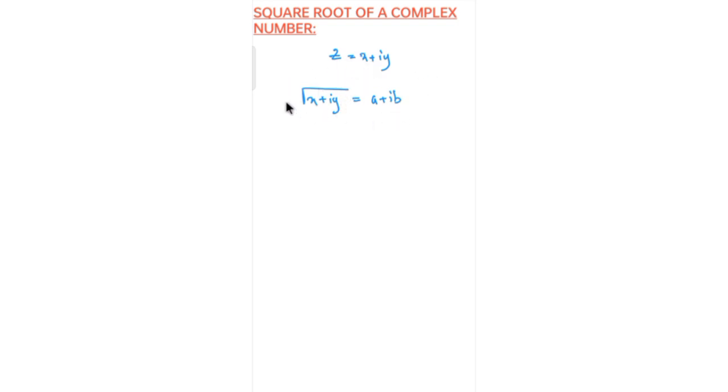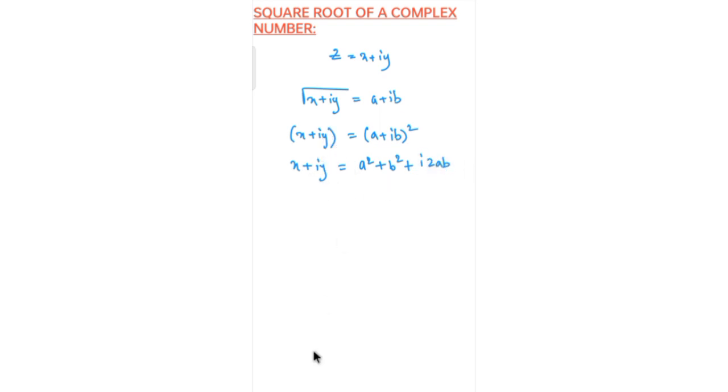Now I'll square on both sides. So I get x plus iy is equal to (a plus ib) whole square, and this is x plus iy is equal to a square minus b square plus 2aib. Fine. So this is what I'm going to get. It's not right to write it in this way, so I'll write it in the proper way: x plus iy equals a square minus b square plus i into 2ab. Fine, this is how we need to write.